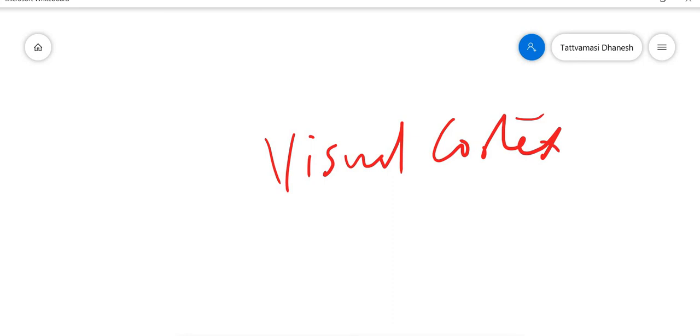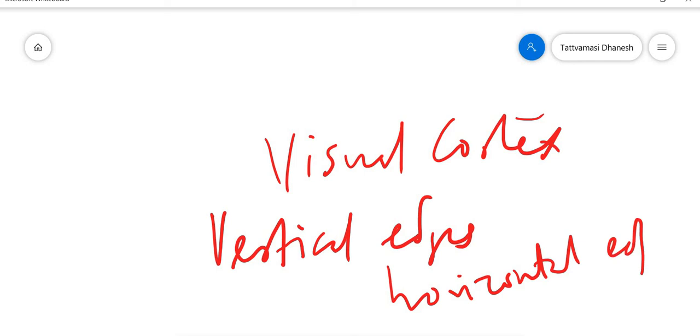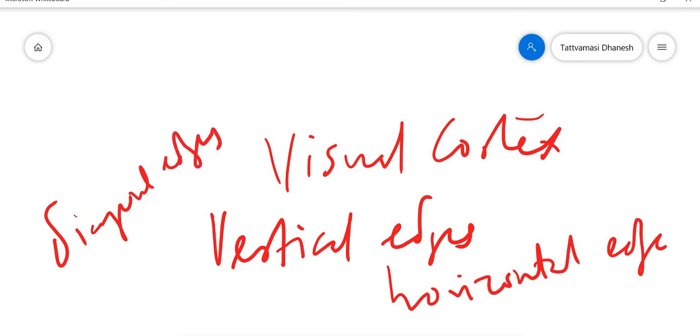The visual cortex is sensitive to specific regions of the visual field. For example, some neurons are fired when exposed to vertical edges. Like that, some neurons are fired to the vertical edges. Some neurons are fired when exposed to the horizontal edges, or some neurons are fired when exposed to the diagonal edges. So that's the way the visual cortex works.